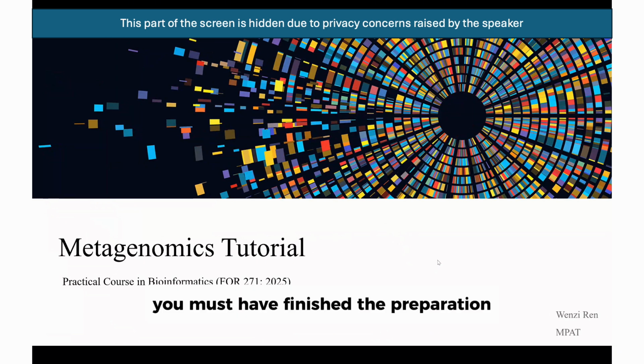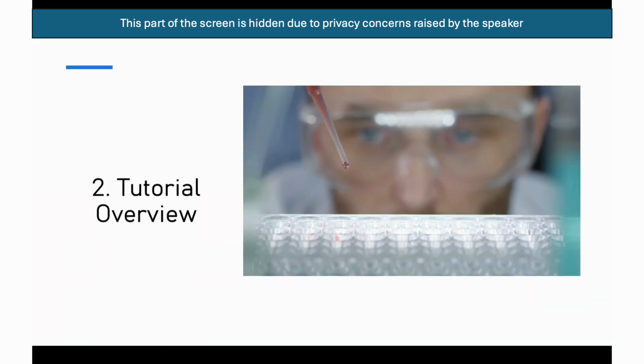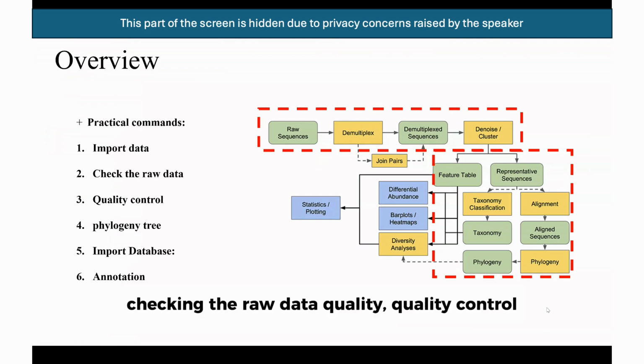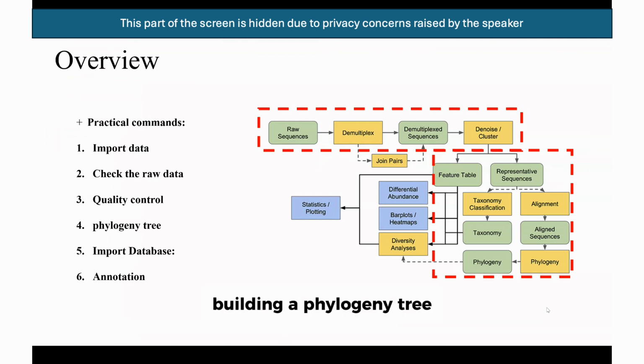You must have finished the preparation according to Wenjing Meng's introduction video. So now let's start the analysis directly. We will have 6 sections, plus a practical commands introduction in this tutorial. From the analysis part, I will guide you in importing sequence data, checking the raw data quality, quality control, building a phylogenetic tree, importing the database, and annotation.